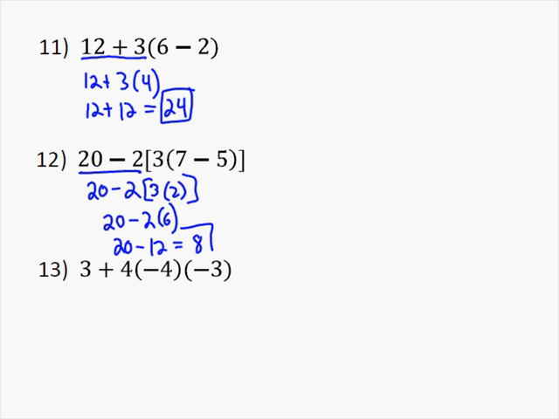Okay, 13. Multiplication happens before addition. I hope we didn't multiply 3 times, do 3 plus 4. If you got negative 84 as your answer, you did 3 plus 4 first. So multiply these together first. 4 times negative 4 is negative 16. Negative 16 times negative 3 is a positive 48. And then when you add 3 plus 48, you end up with 51.